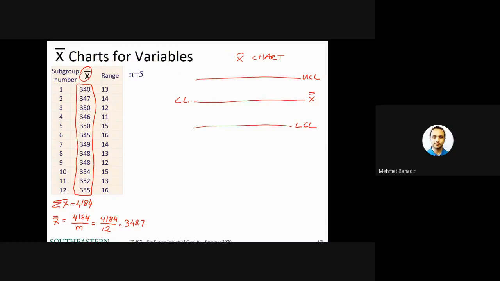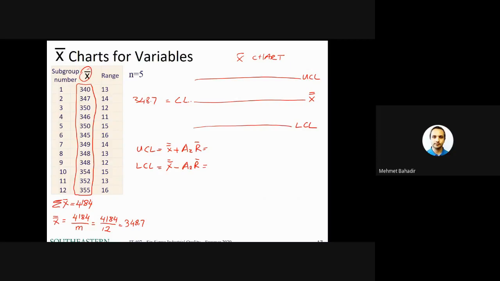So I just calculated the center line, which is X double bar. This value is 348.7. How about upper control limits and lower control limits? First, we need the formula. Upper control limit is X double bar plus A2 times R bar. Lower control limit is X double bar minus A2 times R bar. They are symmetrical because they are on both sides of our center line.